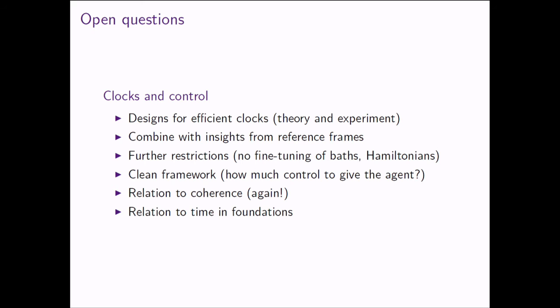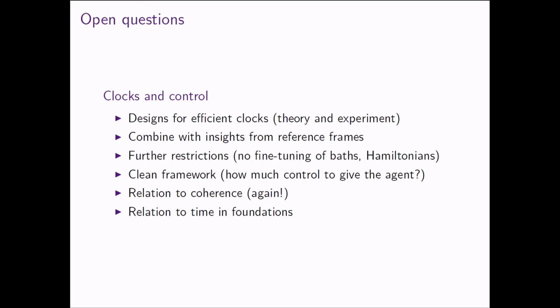The second thing that we can do, and it's been done, is to combine this thermal operations framework with insights from reference frame resource theories, because your clock is like a reference. Then apply further restrictions, for example, it could be that you cannot have this fine-tuning of paths of Hamiltonians in some experiment. So we have to go to experimentalists and ask them, is this a reasonable assumption to have? And then try to build a framework for this.